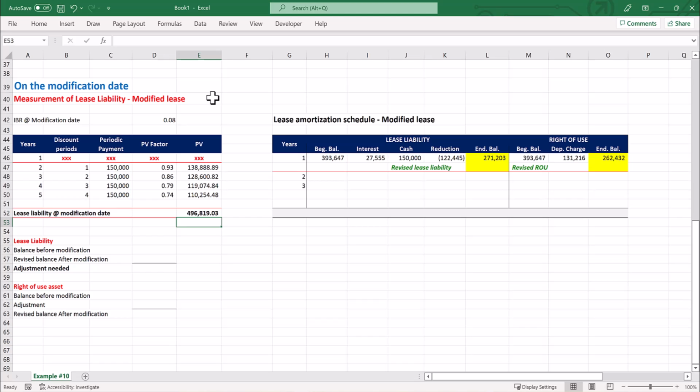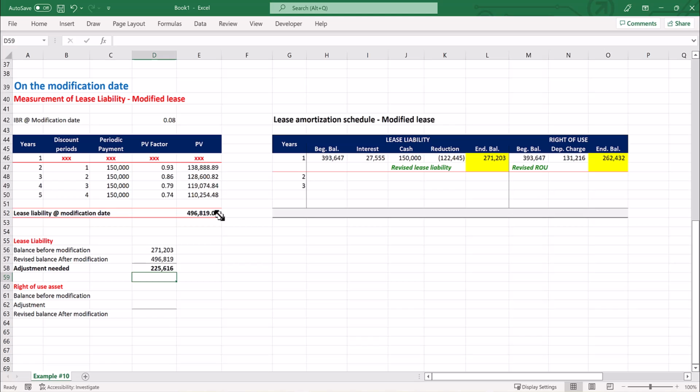Let us see how to adjust the original lease. These are the data for the original lease, till the end of the first year. The lease liability for the original lease at the end of the first year, the modification date, was 271,203. And the revised lease liability on the same date is 496,819. The difference is the adjustment that should be booked at the end of the first year, to reflect the revised lease liability at the date of modification.